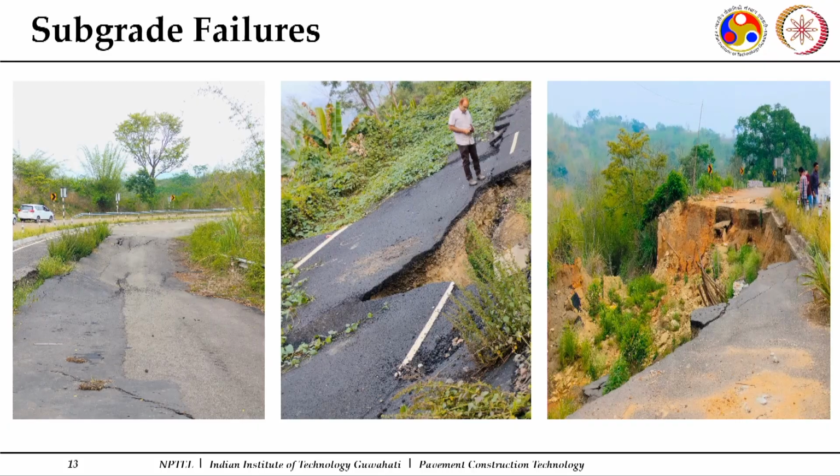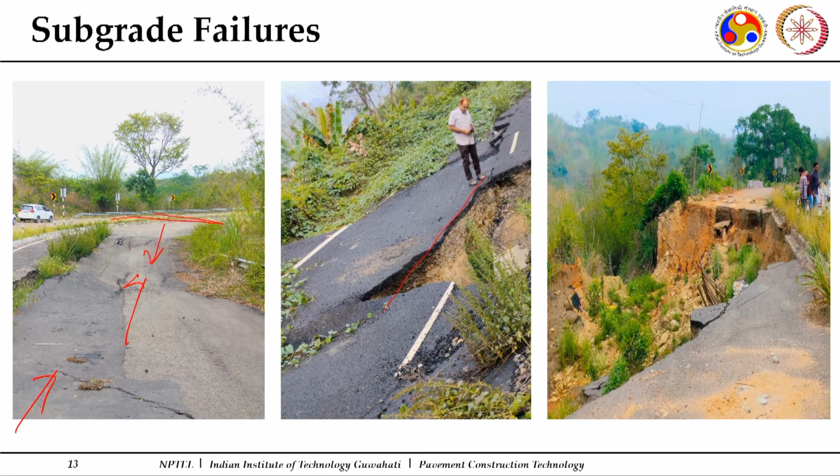I'll just end by showing you some pictures. Here you can see what kind of failures occur, and there may be multiple combinations. Looking at the first picture on the left hand side, it's a 4-lane highway. See how the subsidence has taken place. This is the original level, and see how the surface has gone down.